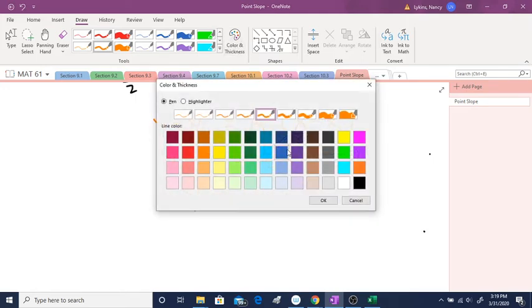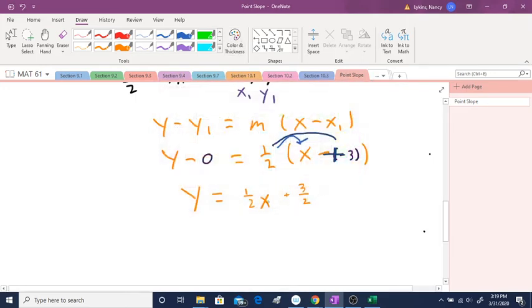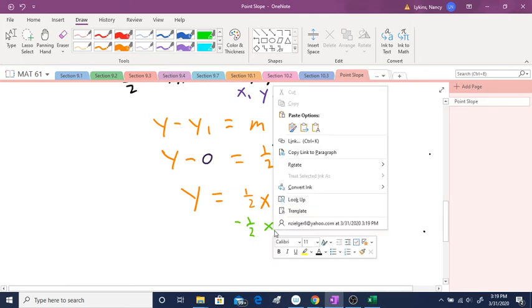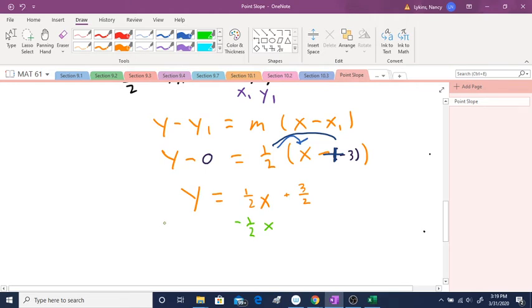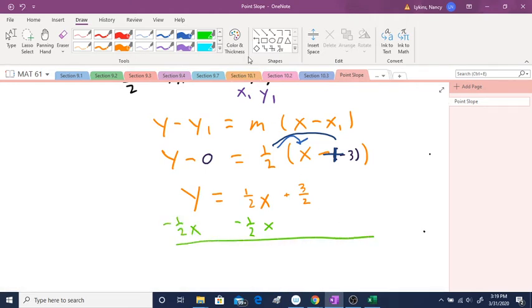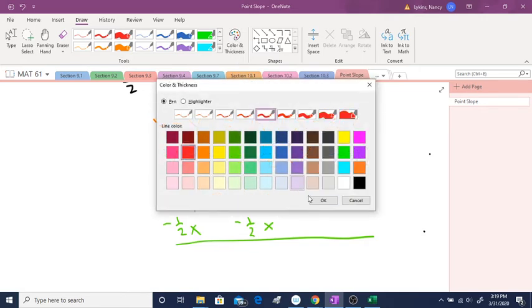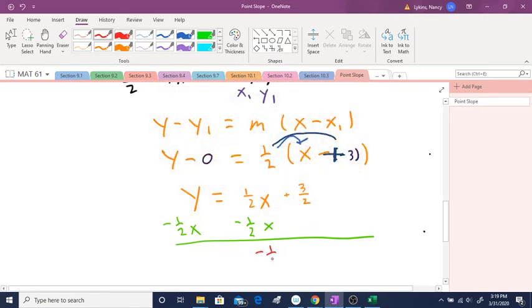We're almost finished. Last step, what I need to do is put my x, which in this case is my negative 1/2 x, with my y. So I'm going to subtract 1/2 x on both sides. And my final answer is going to be negative 1/2 x, y is positive, so plus y equals 3/2.